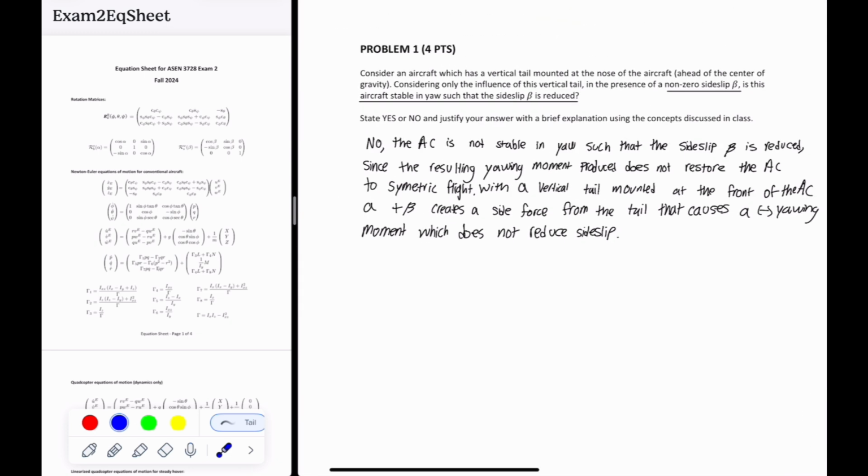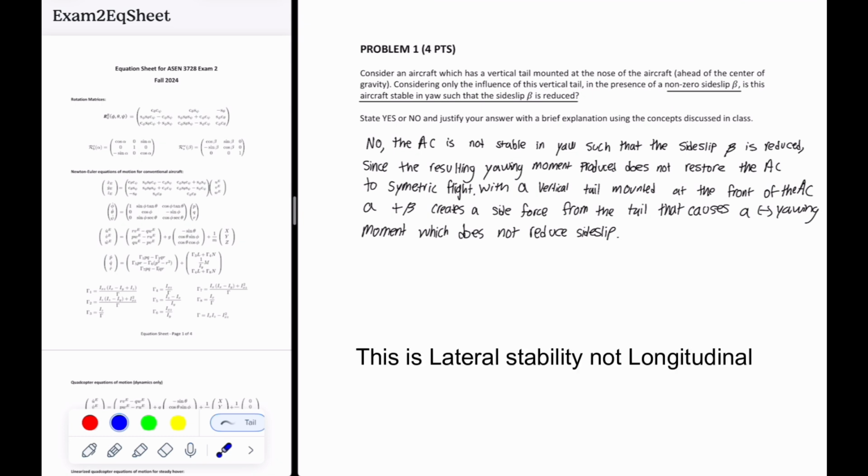Consider an aircraft which has a vertical tail mounted at the nose of the aircraft ahead of the center of gravity. Considering only the influence of this vertical tail, in the presence of a non-zero side slip beta, is this aircraft stable in yaw such that the side slip beta is reduced? So, up until now, we haven't been taught this, but basically no.